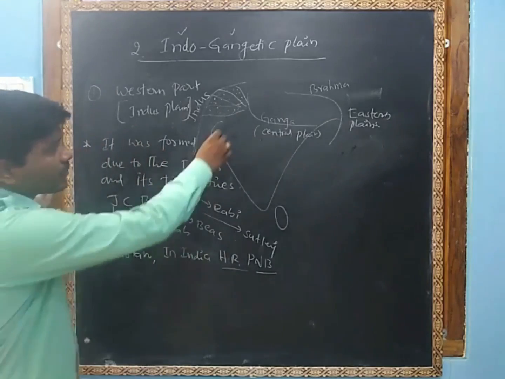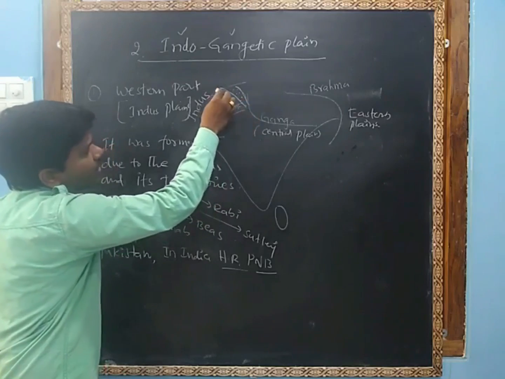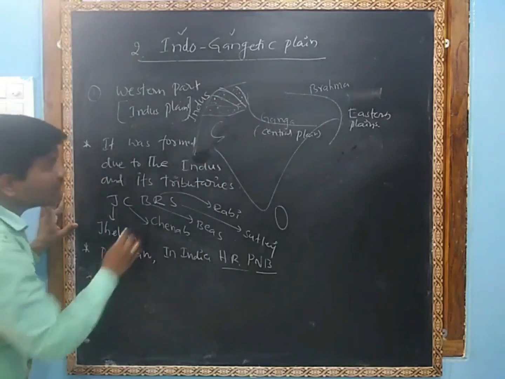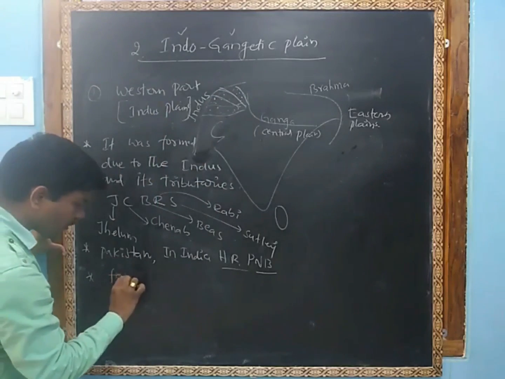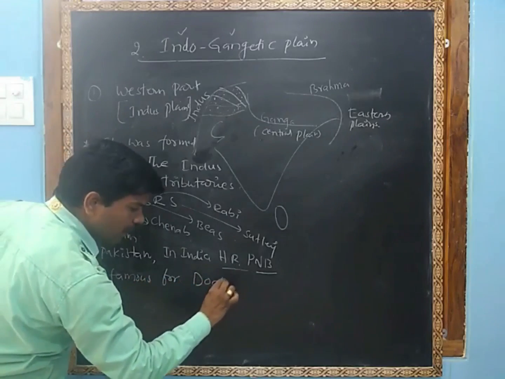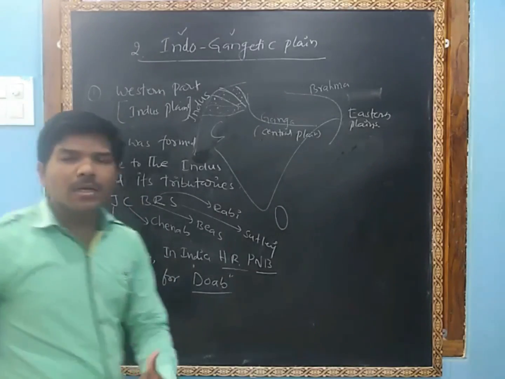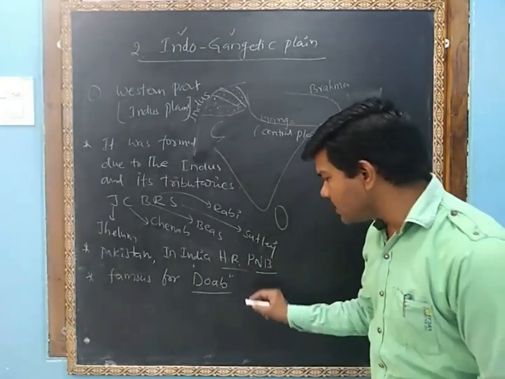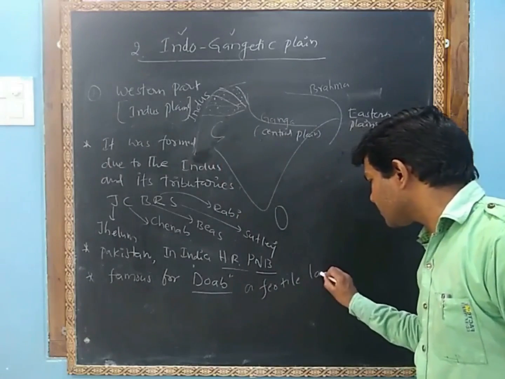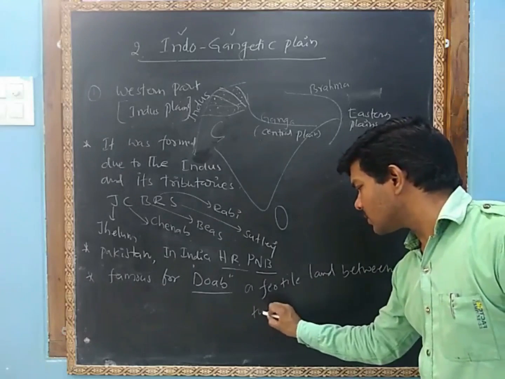You see, whenever there is one river, another river, and another river, between the rivers there are lands. The western part is famous for Doab, D-O-A-B, very very important from the examination point of view. Sir, what is Doab? Doab means a fertile land between two rivers.